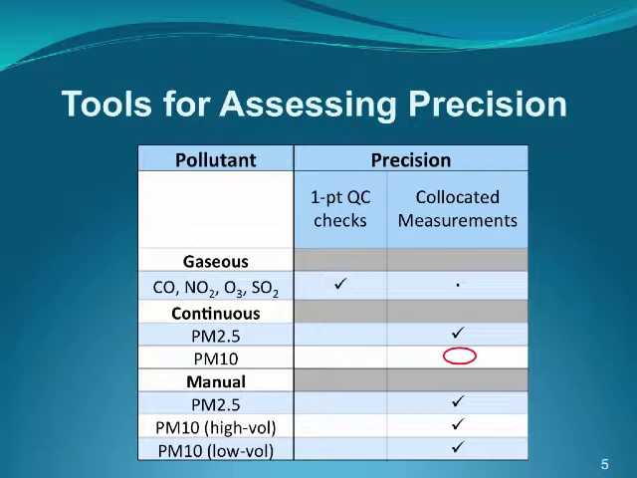For PM samplers, we have two samplers operating near each other, and we look at the percent differences between the two samplers. I want to point out that EPA requires that 15% of our samplers be co-located. You heard previously that we are not meeting that goal, but we are close. And another thing I want to point out is that for continuous PM10 monitors, there is no co-location requirement.